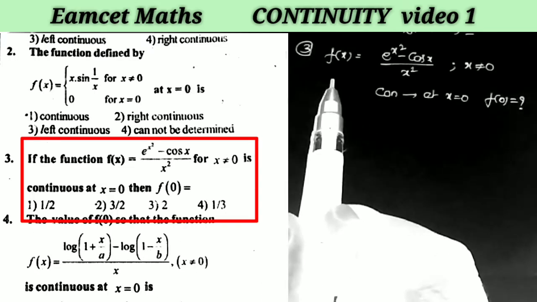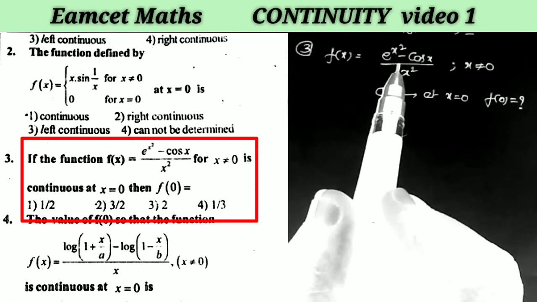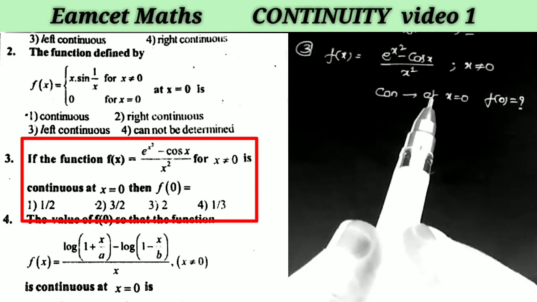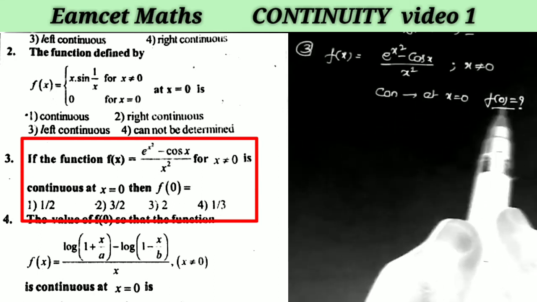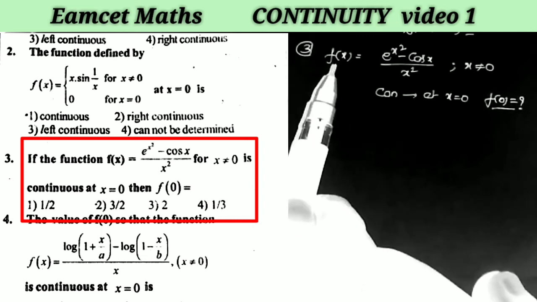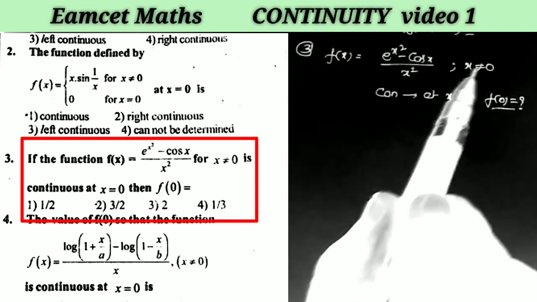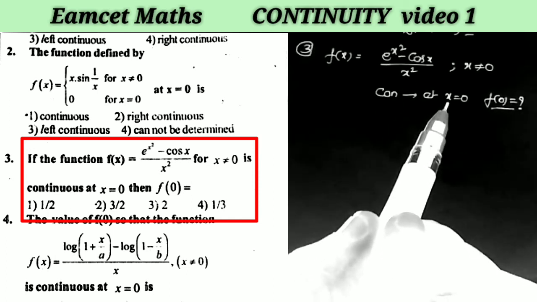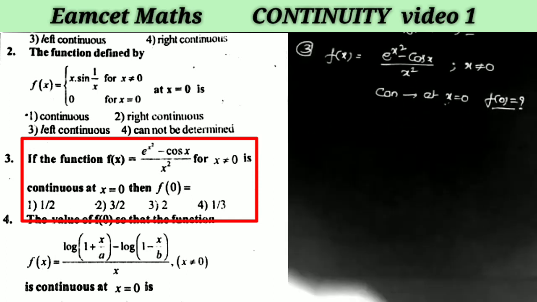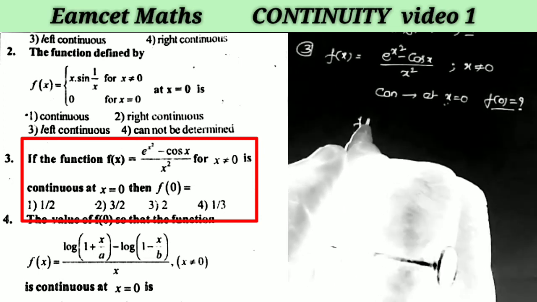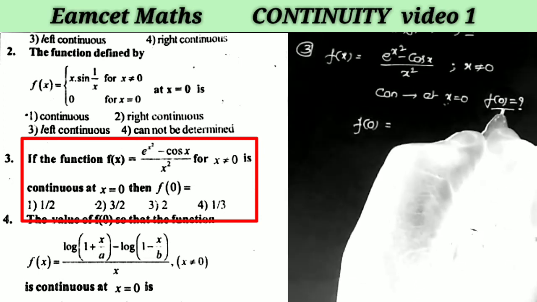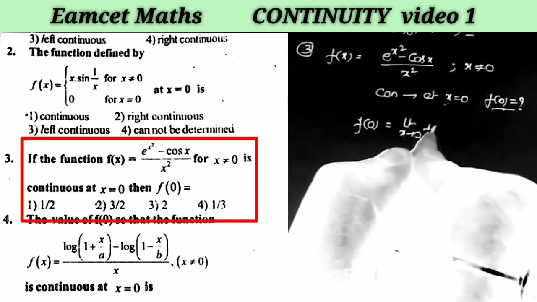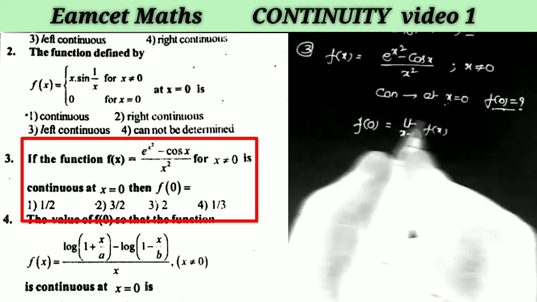Next problem. If the function f of x is equal to (e power x square minus cos x) by x square for x not equal to 0 is continuous at x is equal to 0, then what is the value of f of 0? Now, what is the definition of a continuous function first? It is continuous at 0 means f of 0 value is equal to limit x tends to 0 of f of x. So this is the definition of continuity.